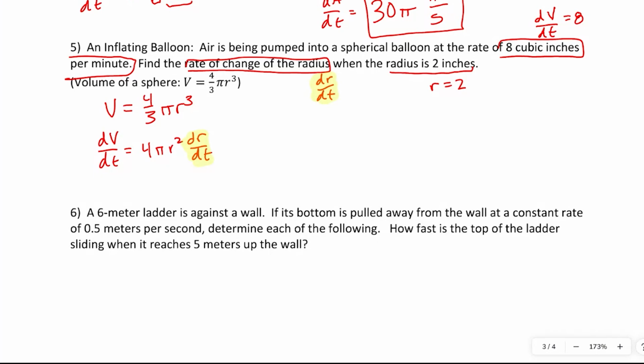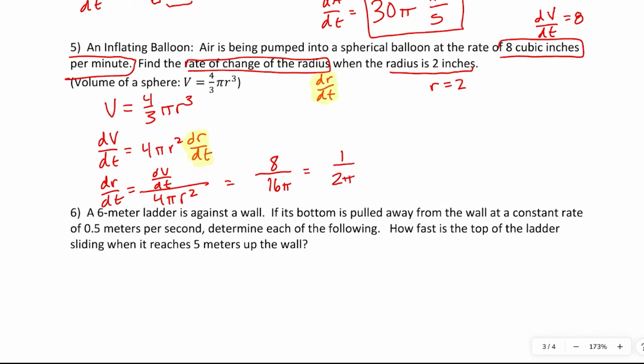Okay, dr/dt will equal dV/dt divided by 4 pi r squared. Those two values are given, so at this point it's just a matter of plugging them in the right spot, and then you've got your answer. So we have 8 divided by, r is 2, so 2 squared is 4, 4 times 4 is 16. So 8 over 16 pi, which reduces to 1 over 2 pi.